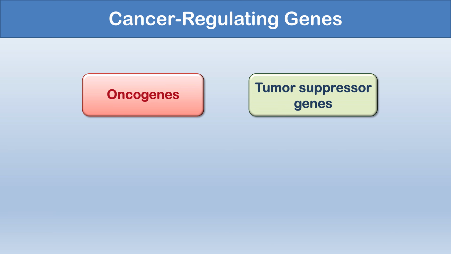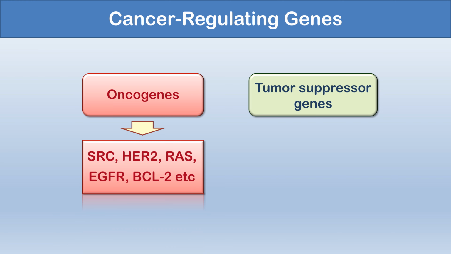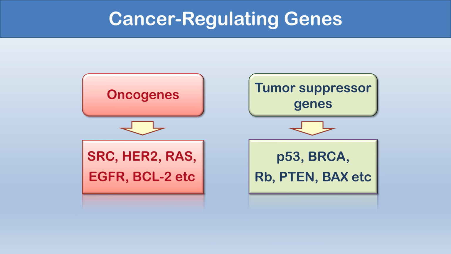In the last video, we talked about how cancer can arise from abnormalities in cancer-regulating genes. These genes fall into two major categories: oncogenes, which promote cancer, and tumor suppressor genes, which inhibit it. There are many genes in both groups. Some well-known oncogenes include SRC, HER2, RAS, EGFR, and BCL2. Common tumor suppressor genes include p53, BRCA, RBP10, and BEX.